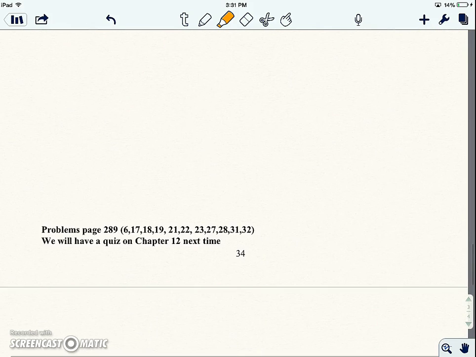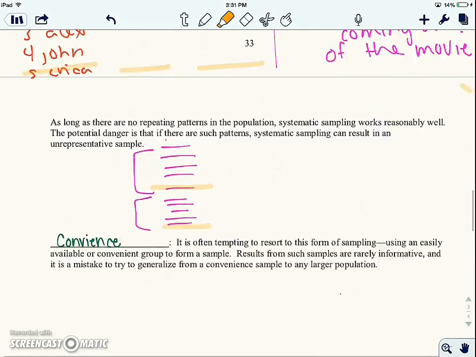Bottom line, we will work on this in class next time and discuss having a quiz.